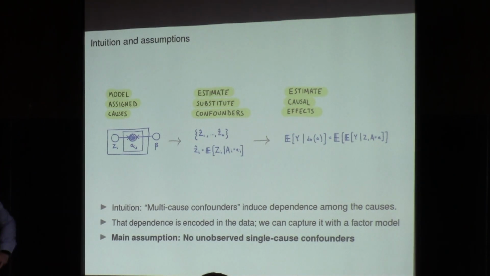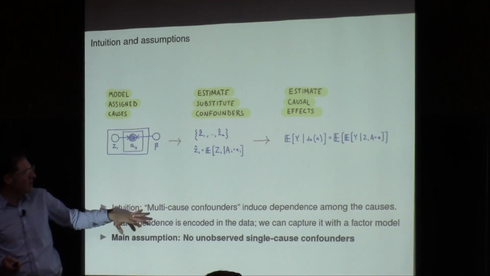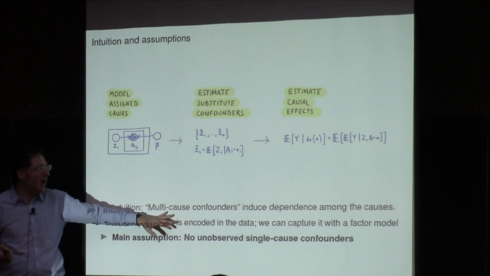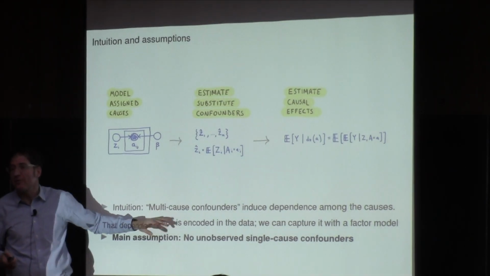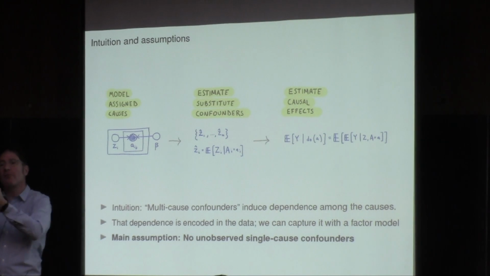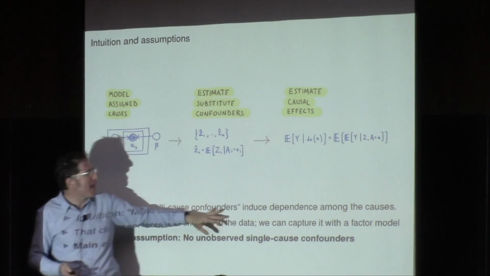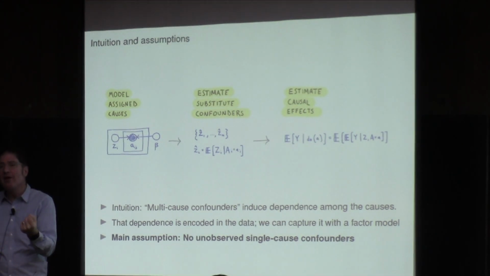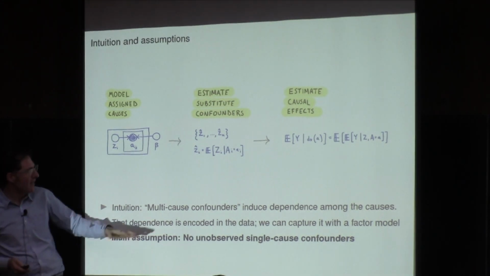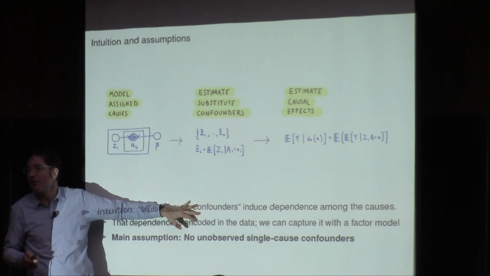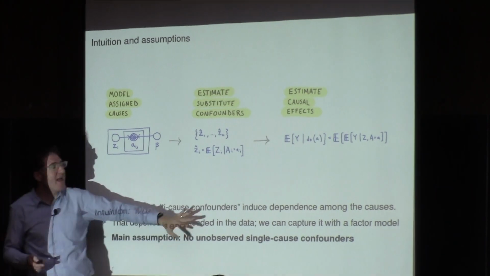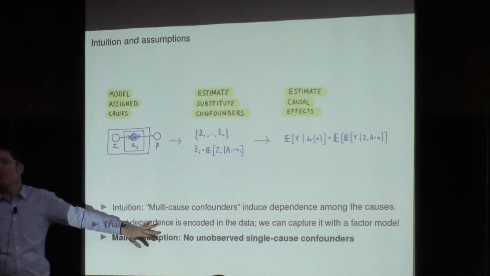Okay, so what's the intuition? Like I said, the intuition is that a certain type of confounder, like James Bondness, is called a multi-cause confounder. It's not a confounder that only affects one actor, but it affects multiple actors. And this induces a dependence among the causes. If you know that M is in the movie, then you can infer that Q is probably going to be in the movie too. That's the dependence that this multi-cause confounder induces, and it's encoded in the data. So we can capture it with a factor model, with a latent variable model.